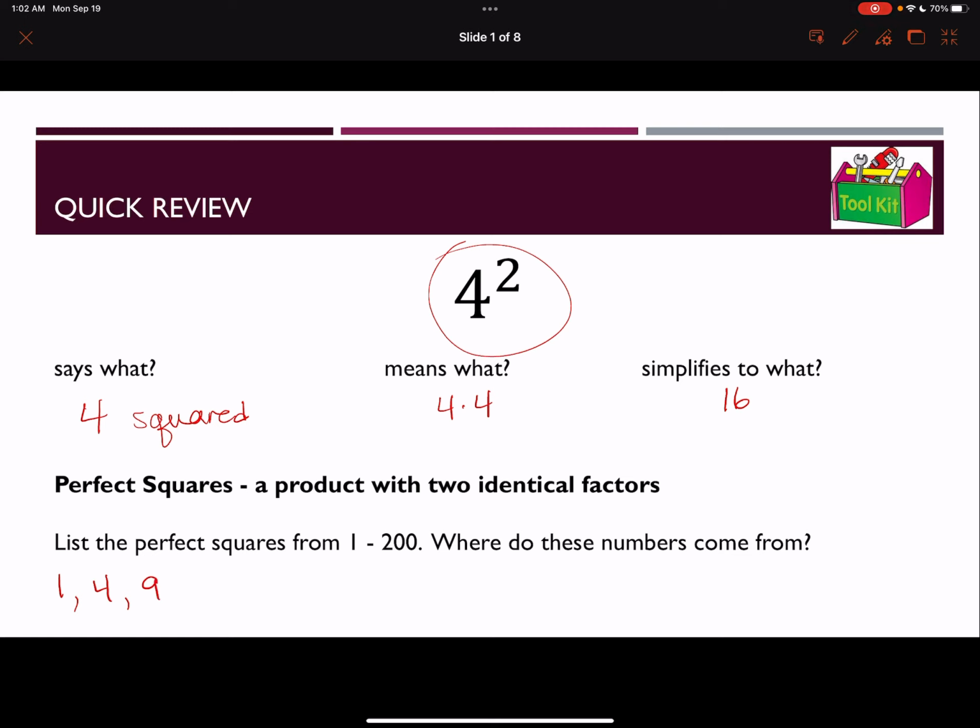So if you want to, you could pause this and list some more of these on your own. Or if not, you can just watch and follow along and copy these as we go. So this 1 is 1 times 1. 2 times 2 is 4. 3 times 3 is 9. So I was on 4 times 4.